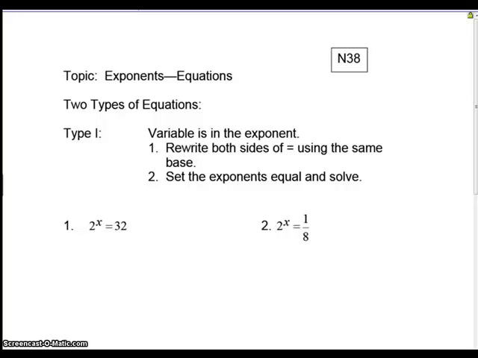These are the video notes for topic N38, Exponents and Equations. We're going to talk about two types of equations.